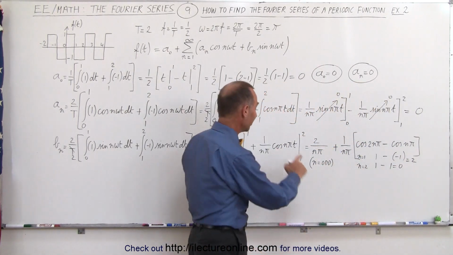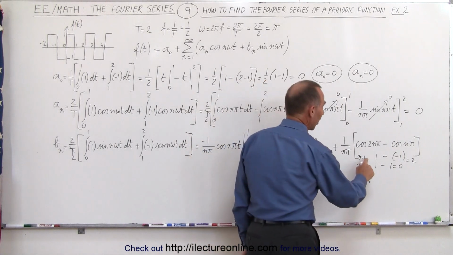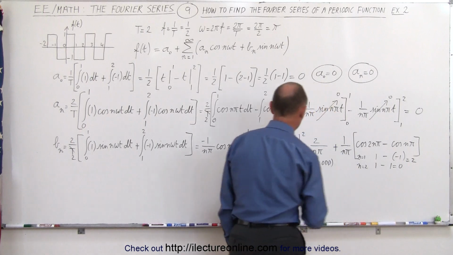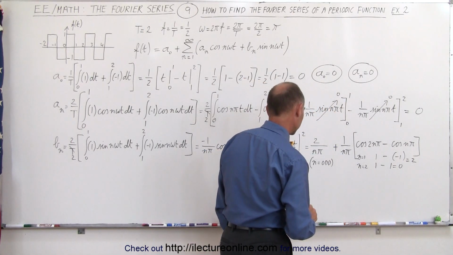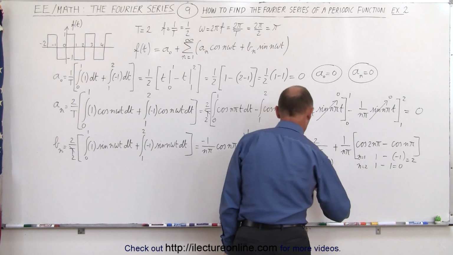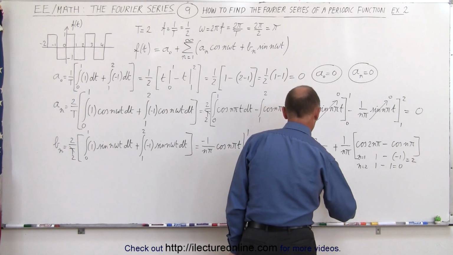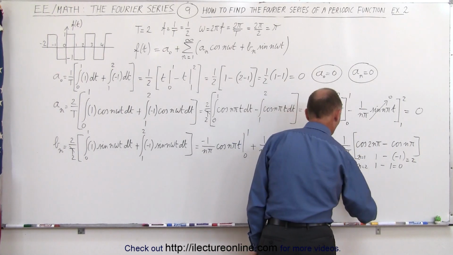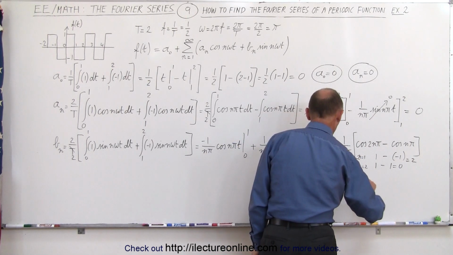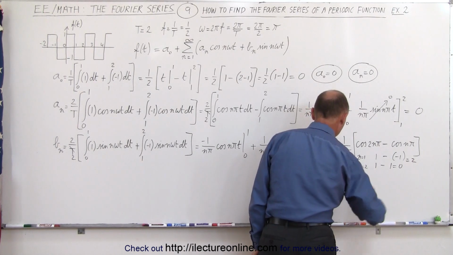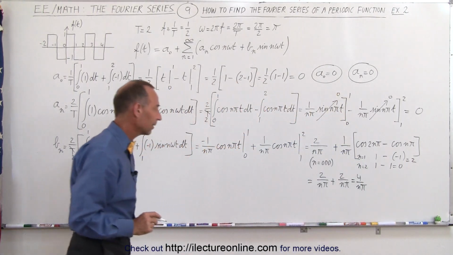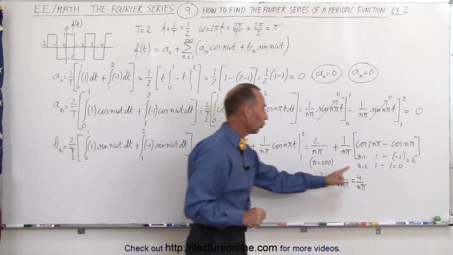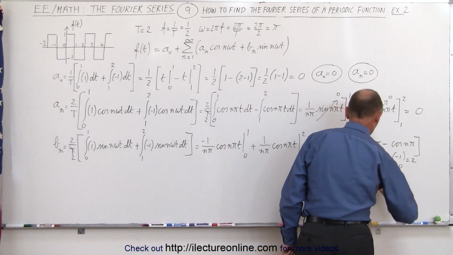Similar thing here, just like in this portion. When n is odd, it's equal to 2. When n is even, it is equal to 0, which means that this is equal to 2 over n pi plus, this will be 2 over n pi because it'll be positive, which is 4 over n pi. All right, so now we realize that all the b sub n are equal to 4 over n pi, but n must be odd.